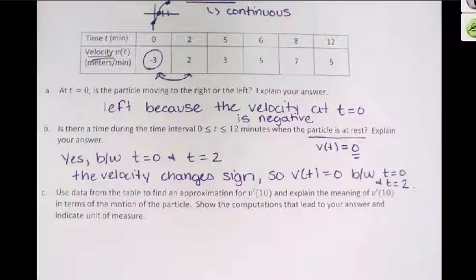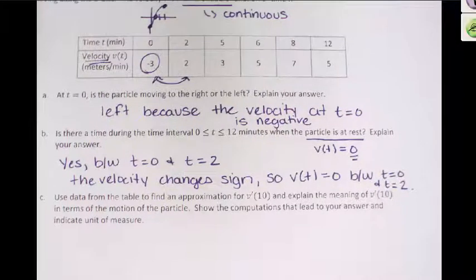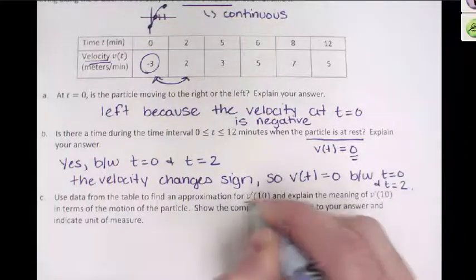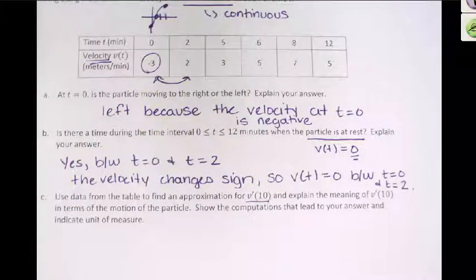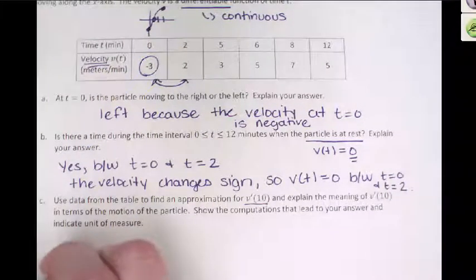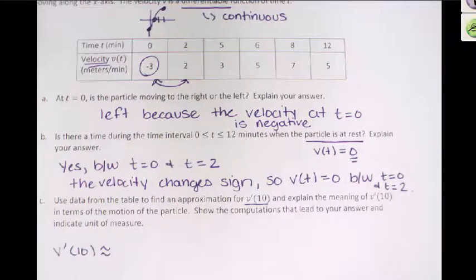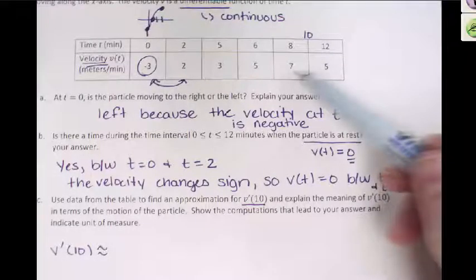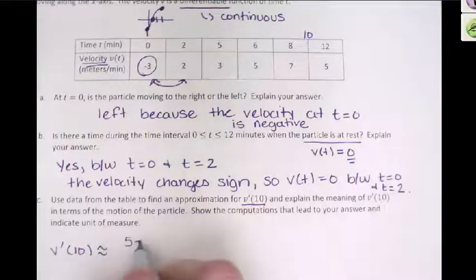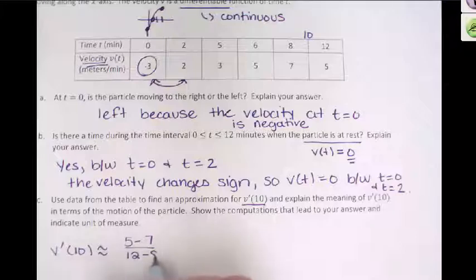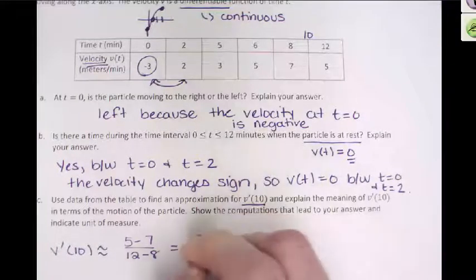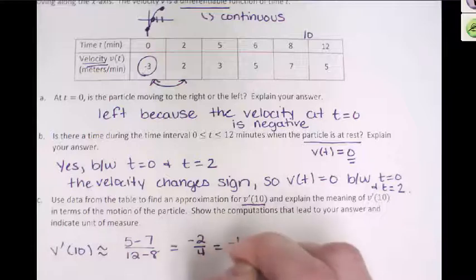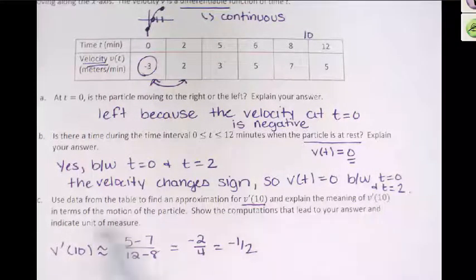Okay, so then it says, use the data from the table to find an approximation for v prime of t. The only way you can approximate a derivative from a table is to use slope. So v prime of 10 would be approximately, so 10 is going to fall between 8 and 12. So I'm going to do the slope using 8 and 12. So I would do 5 minus 7 over 12 minus 8, which would give me -2 over 4, which is -1/2. So notice it says explain the meaning, show the computations, and indicate the unit of measure.